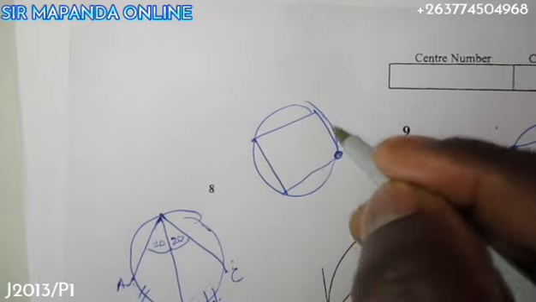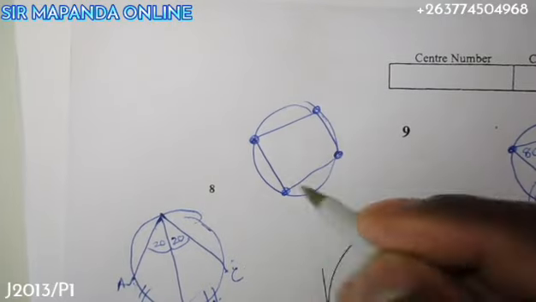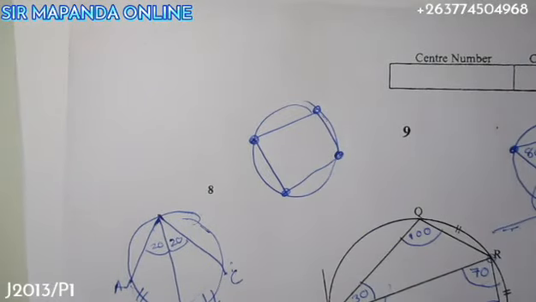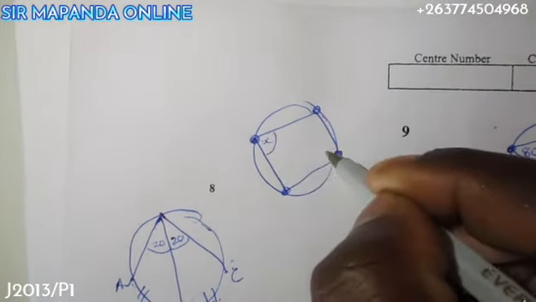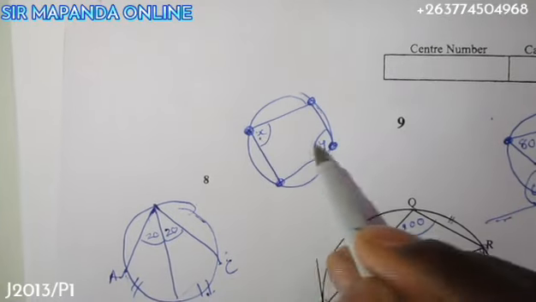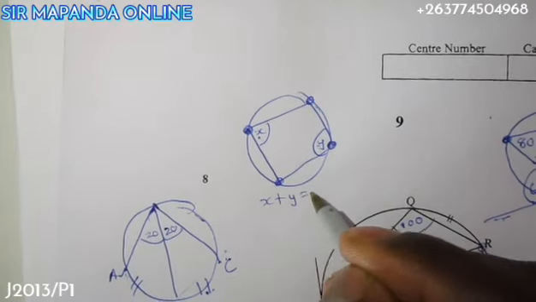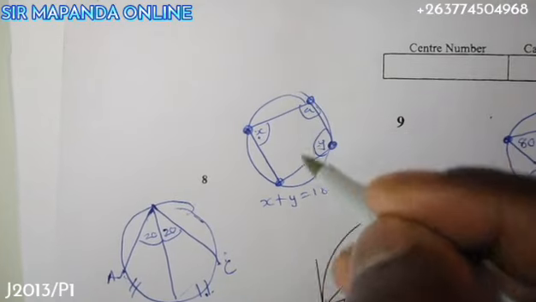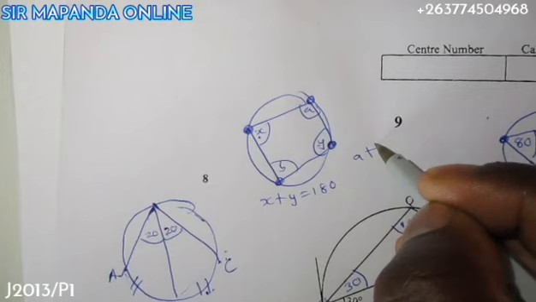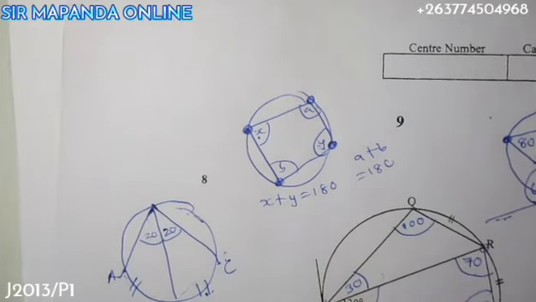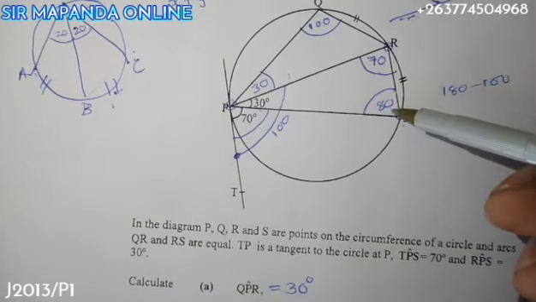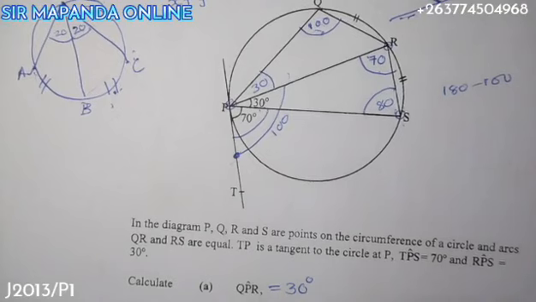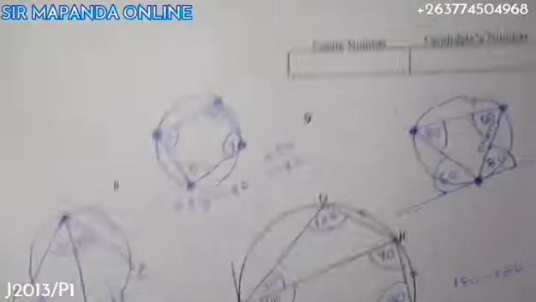Cyclic quad is a shape with 4 sides and all vertices lying on the circumference. Opposite angles of a cyclic quad add up to 180. So x plus y, you get 180. If this is A, if this is B, A plus B, you also get 180. So to find Q, you simply say 180 minus 80. You still get the 100. That was another way of identifying 100. Let us move on to question number 9.